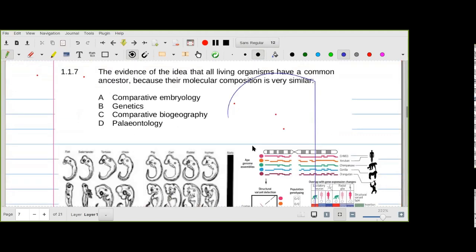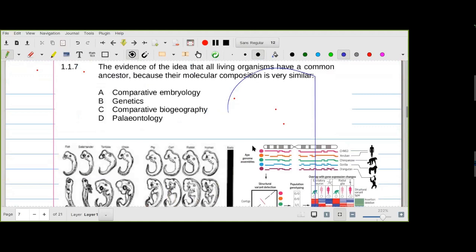Then, ladies and gentlemen, 1.1.7. The evidence of the idea that all living organisms have a common ancestor because their molecular composition are very similar. Okay, so the moment I say molecular composition of an animal, I start thinking genetics. And so the answer to this is genetics.